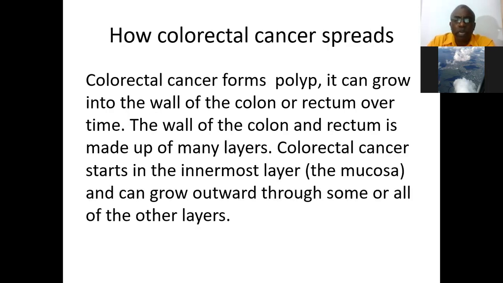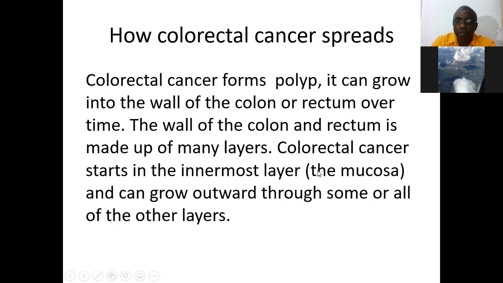So colorectal cancers form from polyps, and they can grow into the wall of the colon or the rectum. Over time, the wall of the colon and the rectum, which is made up of many layers, if the cancer continues to grow, it can grow through the wall of the colon.